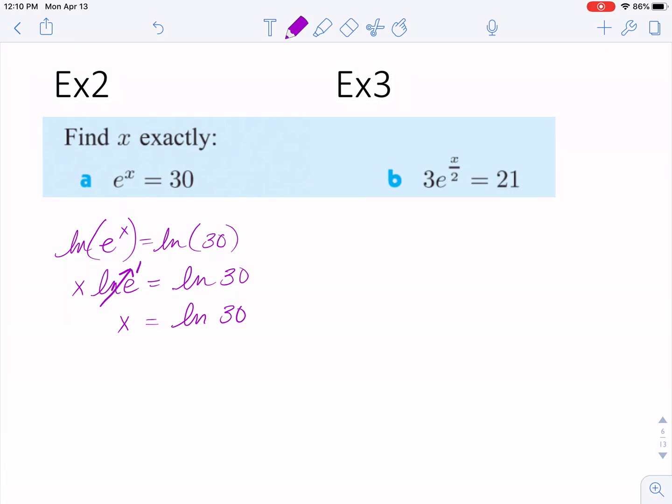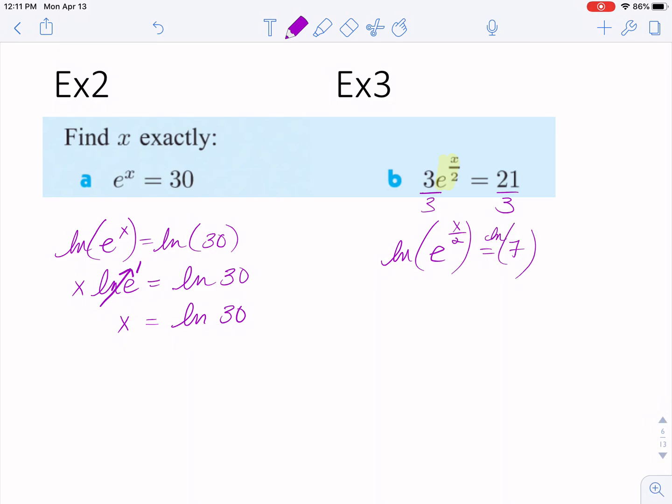Now, when we look at letter B, the issue is we can't take the ln of both sides until we get the exponential by itself. So in order to get the exponential by itself, I need to have this e to the x over 2 alone. So in order to have that happen, I need to divide both sides by 3. e to the x divided by 2 is equal to 7. Now I'm going to take the ln of both sides.